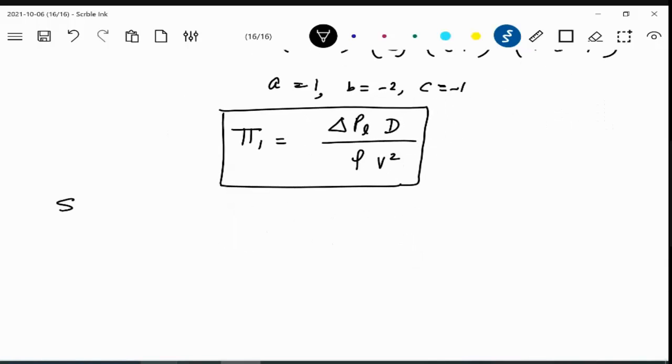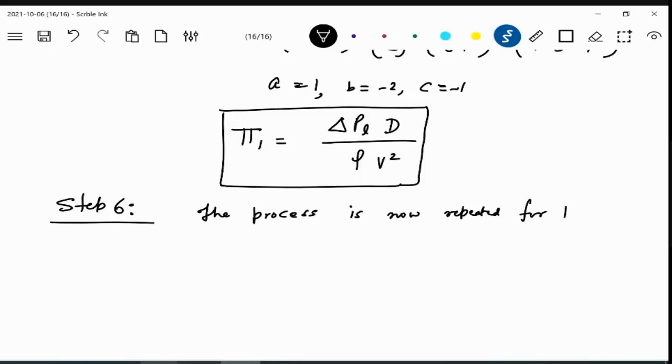Now step 6 is to repeat step 5 for all non-repeating variables. So we have done it for one variable. We have to repeat for all variables. So in step 6, the process is now repeated for the remaining non-repeating variables.